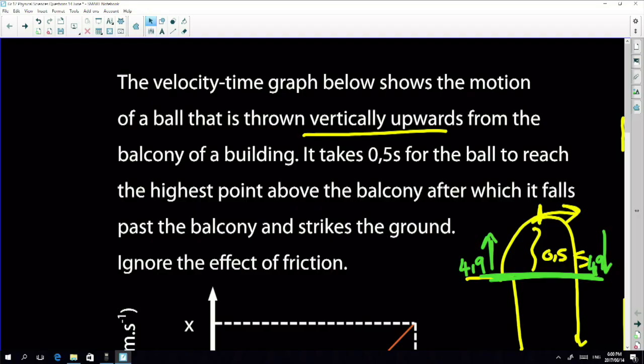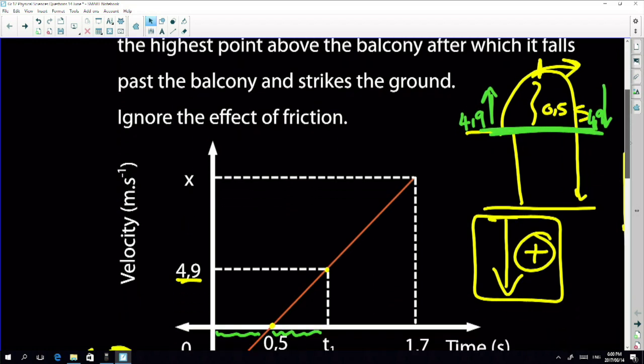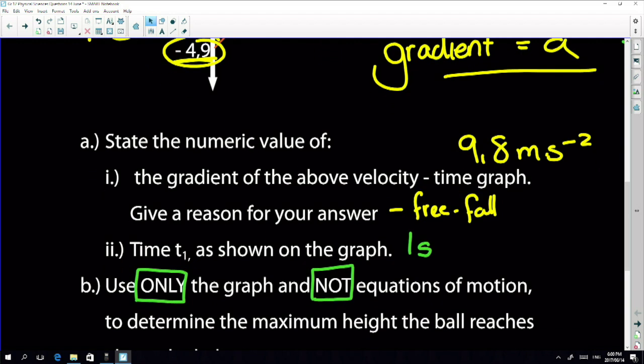Now, the first question, I actually started this a couple of shows ago, and we ran out of time. So we're going to finish it. It's a vertical projectile motion question. The velocity time graph shows the motion of a ball as it's thrown vertically upwards from the balcony of a building. It takes 0.5 seconds for the ball to reach its highest point, and then it falls past the building and strikes the ground. The first thing they wanted to know was, what is the value of the gradient, which is 9,8 because it's in free fall, and the time to get to the top of the building again was 1 second. So the time to go up is equal to the time to come down.